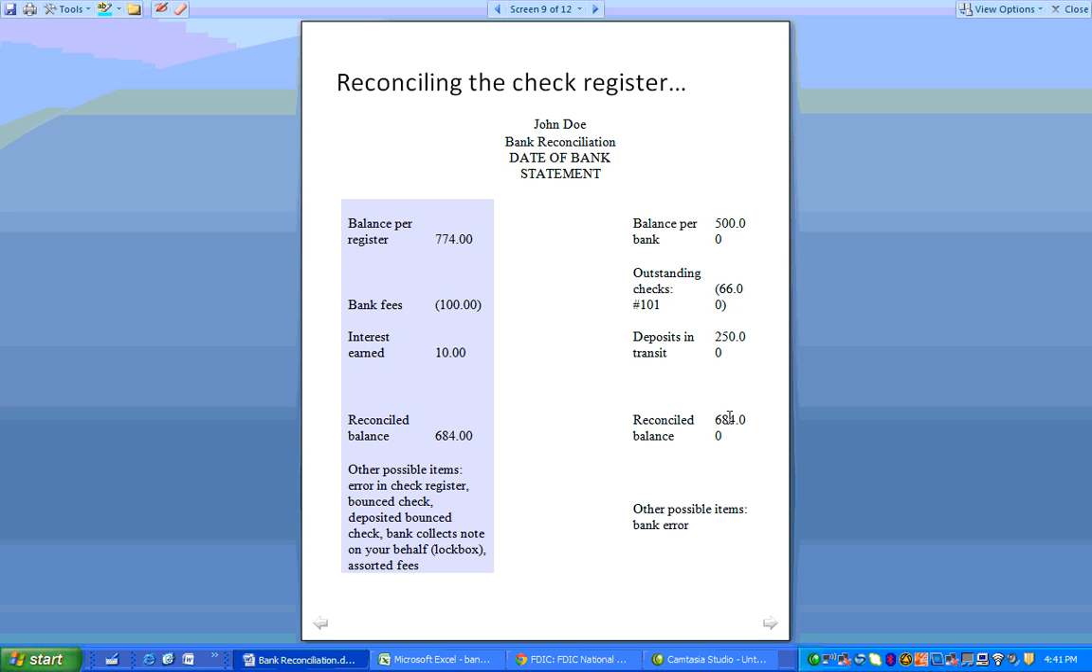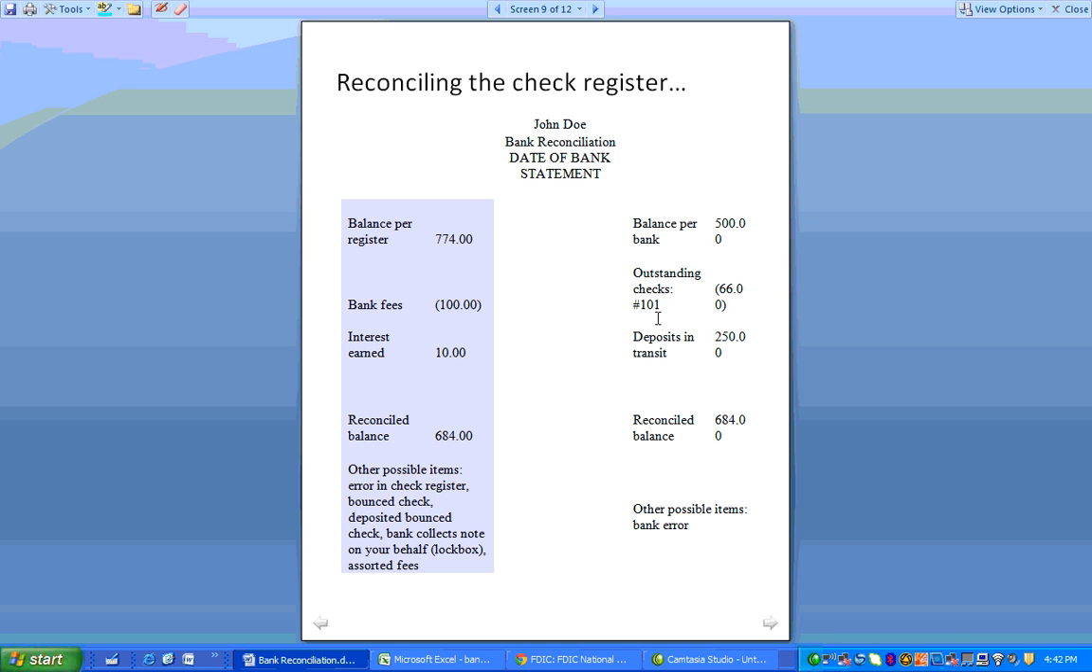Other possible items that can go on the left side of the reconciliation. If there is an error in the check register, obviously that has to be corrected on the check register side of the reconciliation. Bounced check. Sometimes you don't find out about that until you get the bank statement. That would go on this side. Either the account holder bounced a check or a check that was deposited was returned for insufficient funds. That is something that the bank knew about before the account holder knows about. So that goes on this side of the reconciliation.